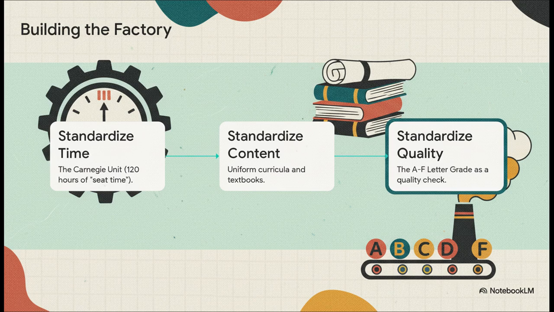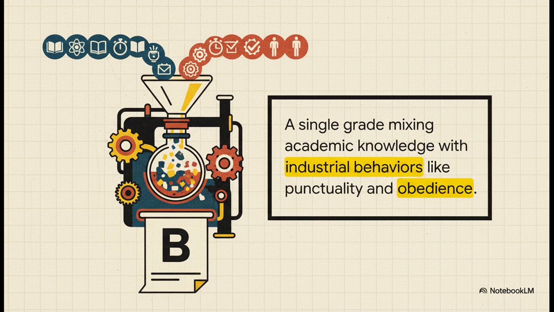And that's where the A-F letter grade fits in perfectly. It's the simple, clean metric for the whole educational assembly line. But, and this is a huge but, here's the catch. This quality control check wasn't just about how much you knew. It created this thing that experts call the omnibus grade.